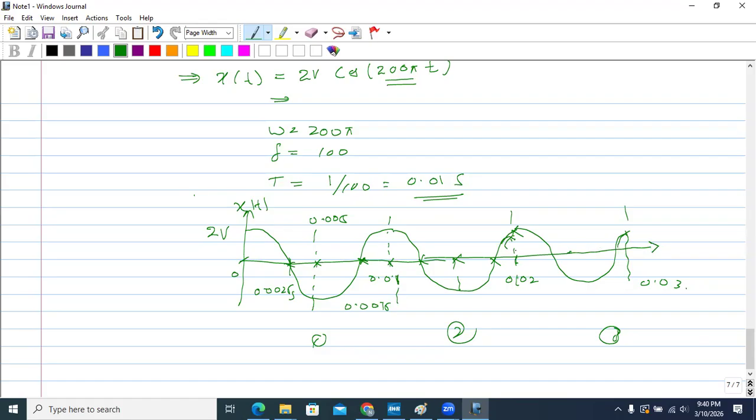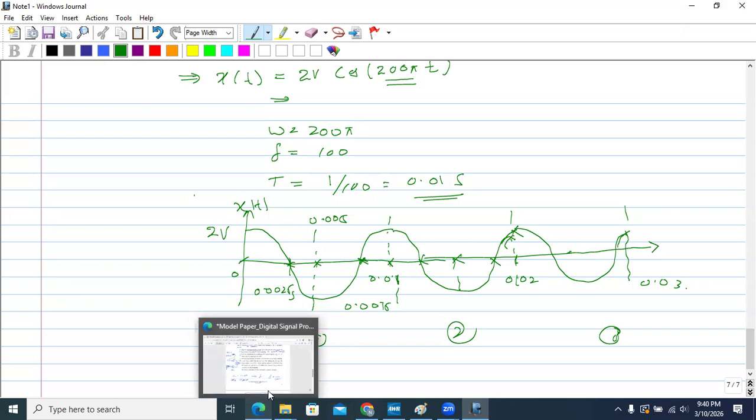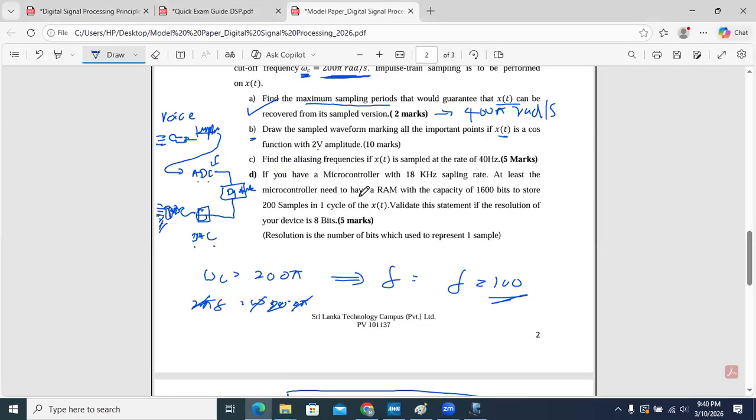So you need to go to this signal first. Okay, then what you are asking. Now you need to draw the volt amplitude, draw the sample waveform, and mark all important points. Xt is the constant.